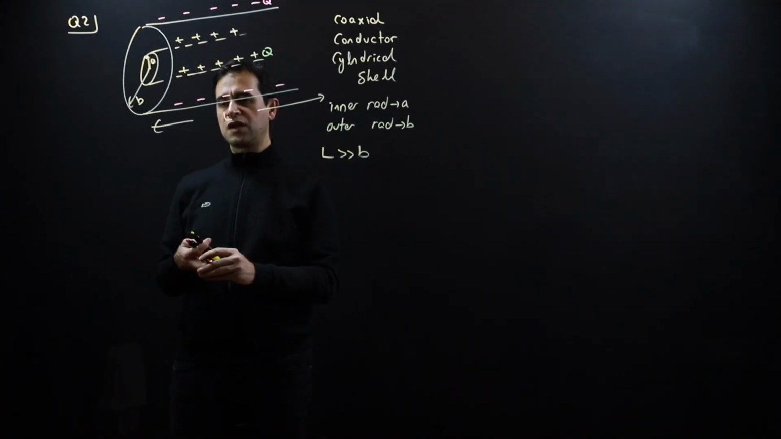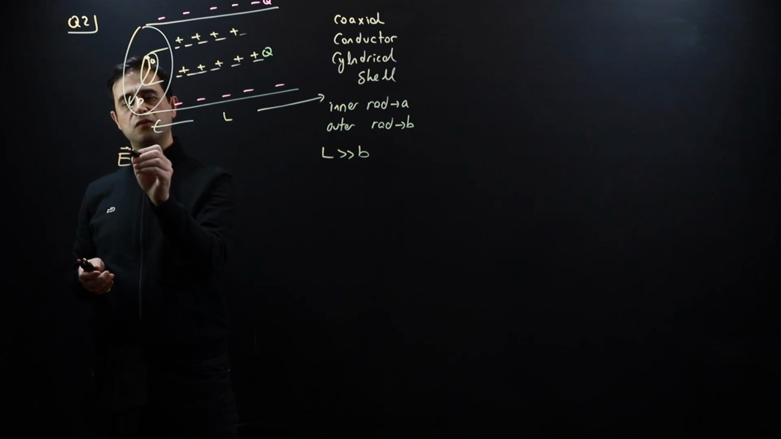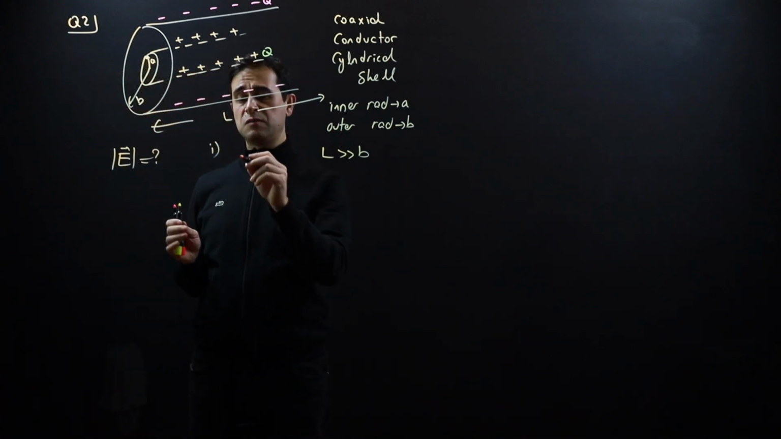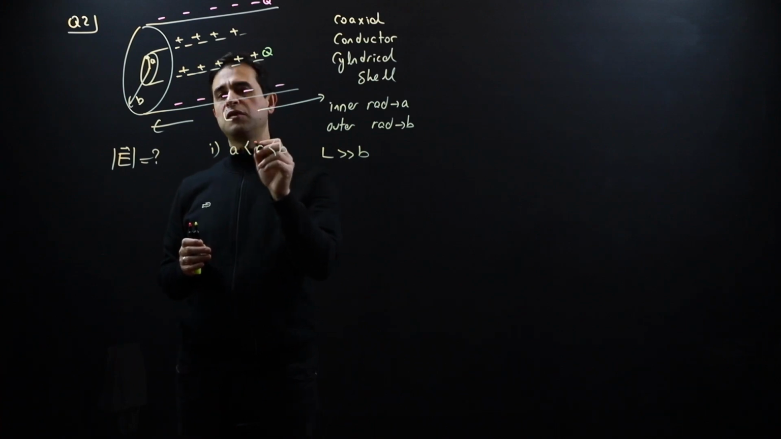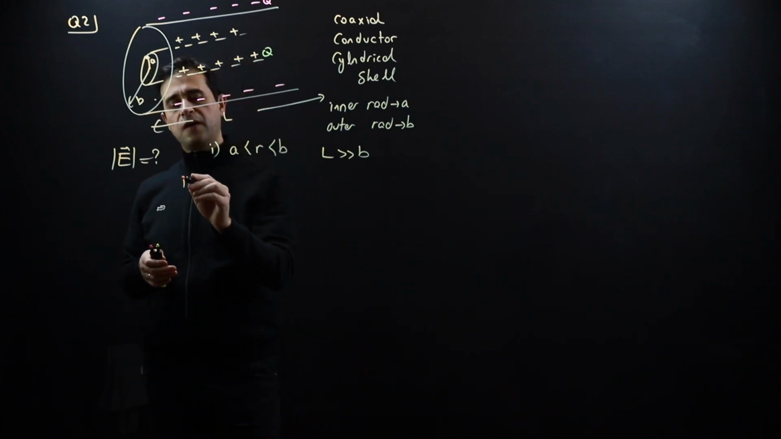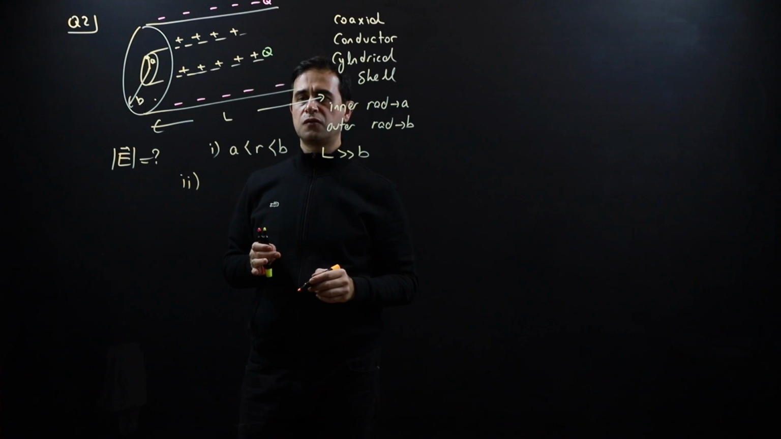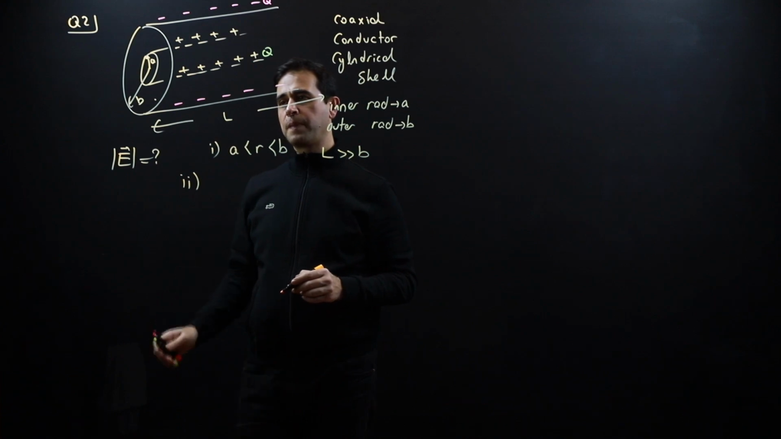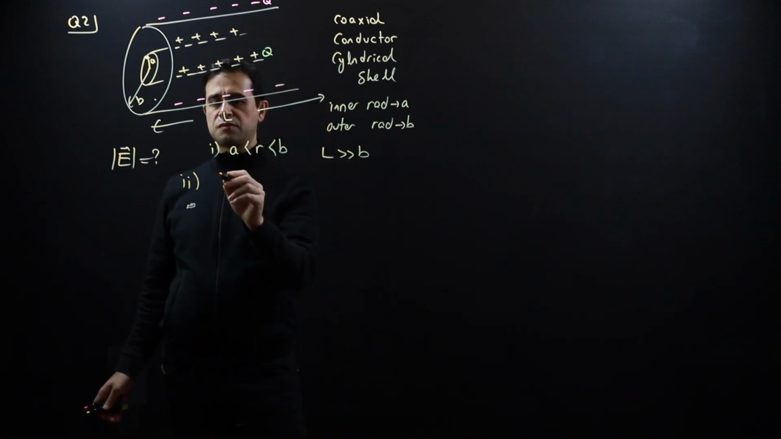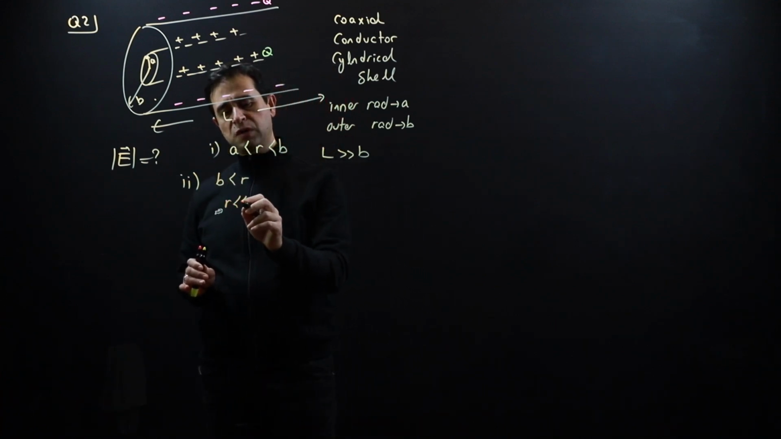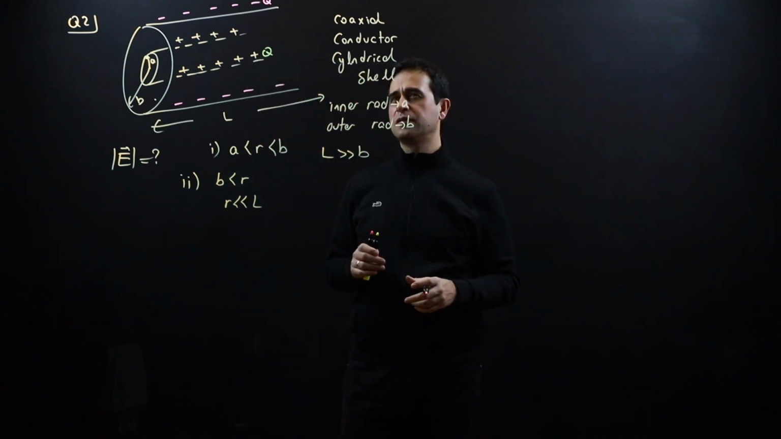Find out the magnitude of the electric field. E magnitude is equal to what? For two different cases. One, where the radius is between A and B. Find out the electric field between these two conductors, somewhere around here, for instance. And in the second question, it is asking us to figure out the electric field at a point which is far away from both of them, where R is bigger than B, but still much smaller than L. So that's basically it.